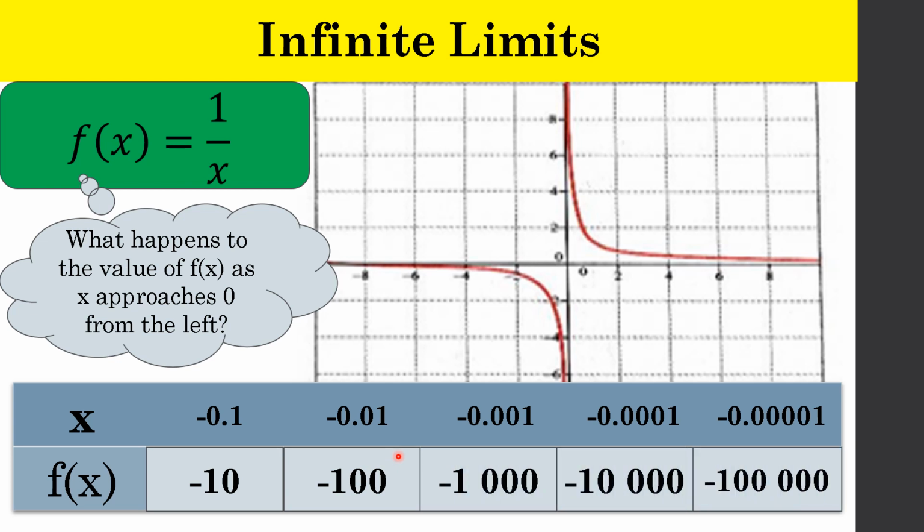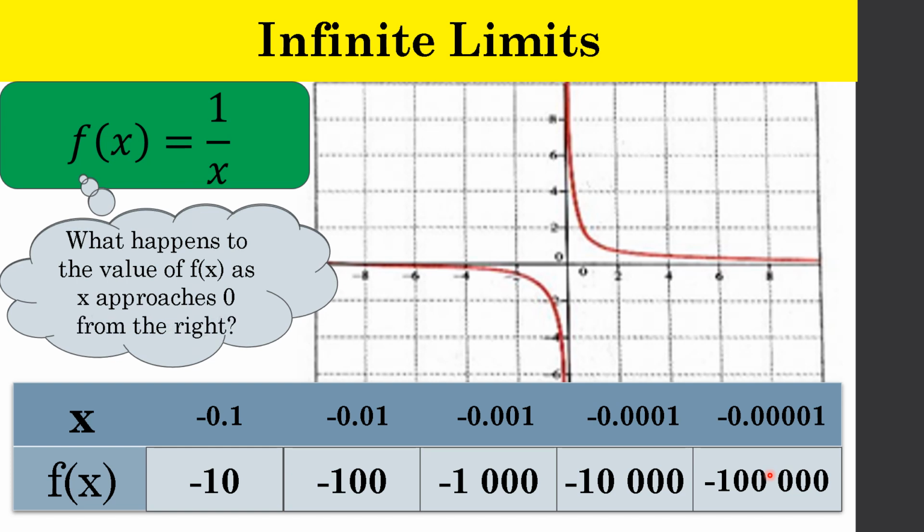So ano ang napapansin mo sa f of x natin? Anong nangyayari sa value ng f of x? From negative 10, naging negative 100, naging negative 1,000, negative 10,000, and negative 100,000. So yung value ng f of x natin is approaching to negative numbers, which is yung pinakamaliit na negative number. Okay? Papunta siya sa negative smallest number. And that number is negative infinity. Okay? So, yung nangyayari sa values of f of x natin habang yung x natin approaches 0 from the left.